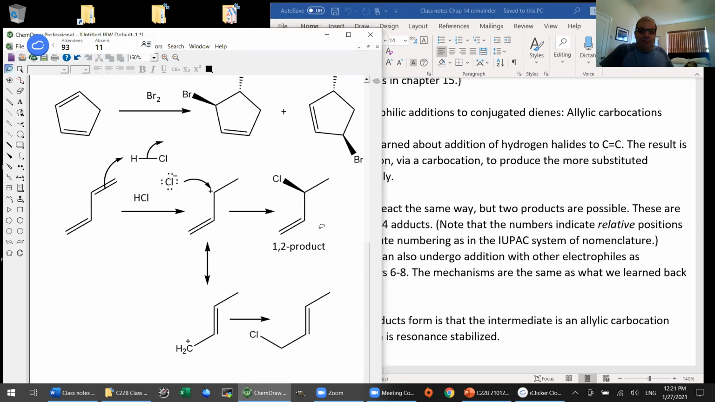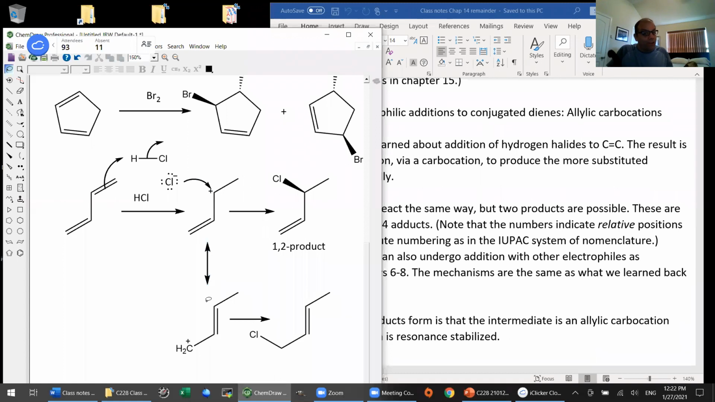Never enough admiration. Anyway, so that's how we would show the mechanism that gets us to the 1,2 product. What about the 1,4 product? Well, there's a couple different ways to consider it. The first step is the same for both of them. It's protonating that double bond, and then we need to bear in mind that this carbocation is resonance stabilized. There's also a resonance contributor that has some plus charge on this carbon, even though that carbon is primary, because we have a resonance stabilized carbocation.